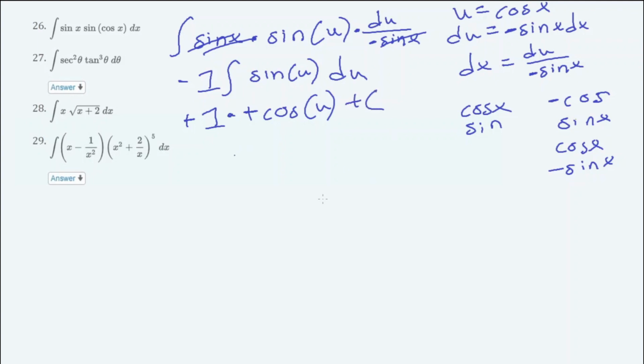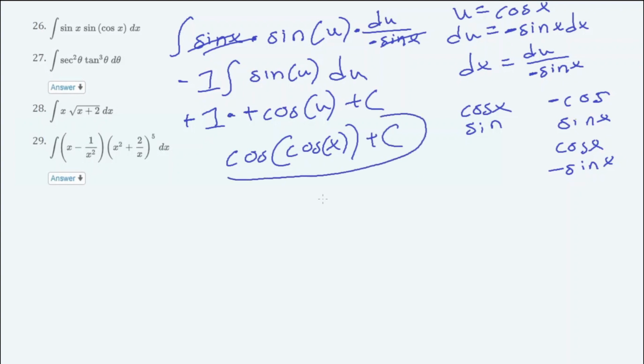Now all we need to do is just plug in for u. So we're going to have cosine of cosine x, plus c. And that is our final answer.